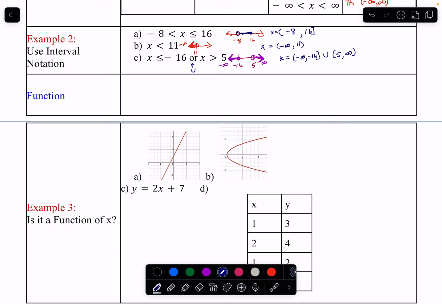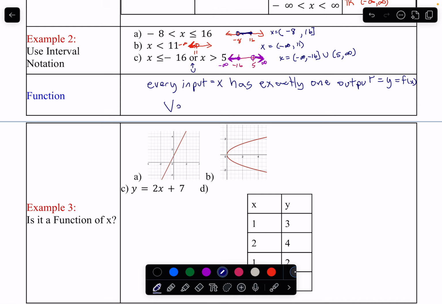What is a function? I think of it kind of like a machine where every input, which is usually an x, has exactly one output. Output, which is usually y, or sometimes in function notation f of x. Now we explore that a little more in the next lesson.